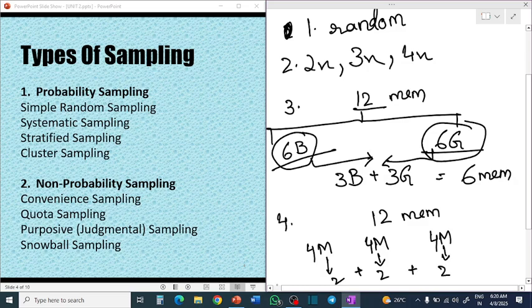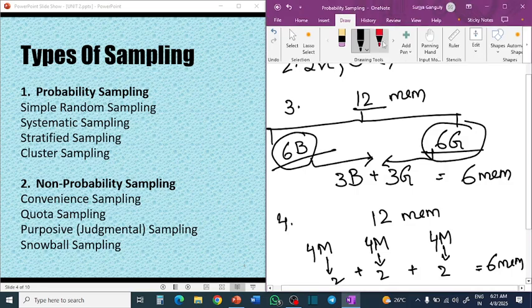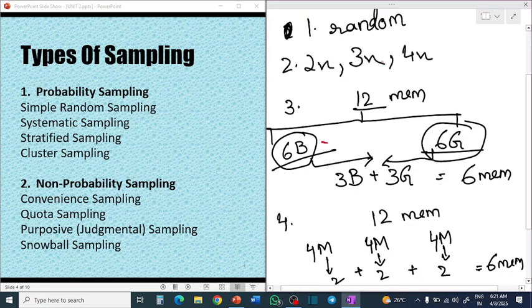So eventually you will have what? 6 members, which will become your sample. So understand something very carefully. In this, what is it? It is a homogeneous group. All the members of this group are the same. Like all the members are boys, or all the members are girls.